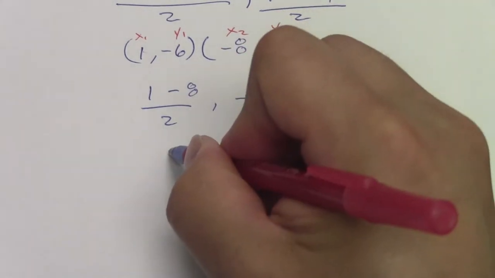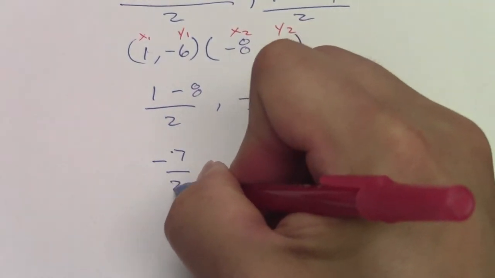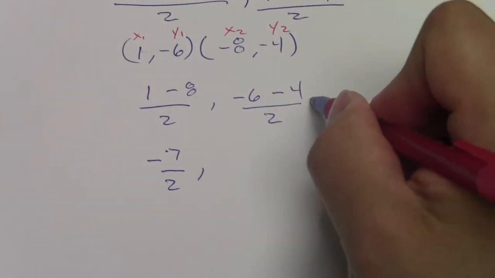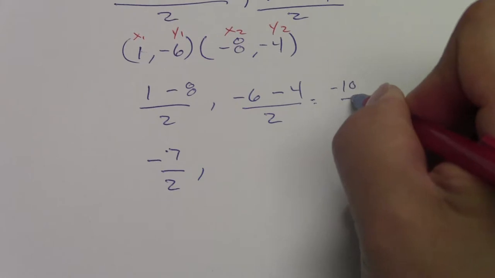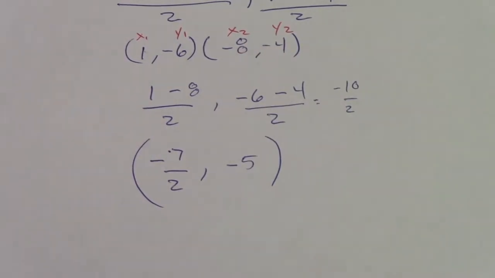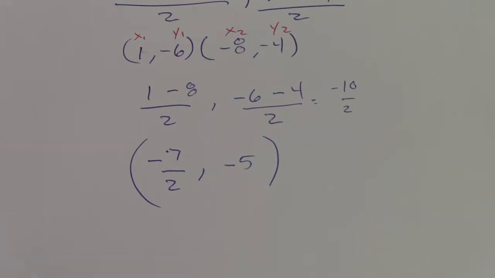So over here I have negative 7 over 2, comma, negative 10 over 2, which gives me negative 5. So that's the midpoint. That's all you have to do. Pretty simple.